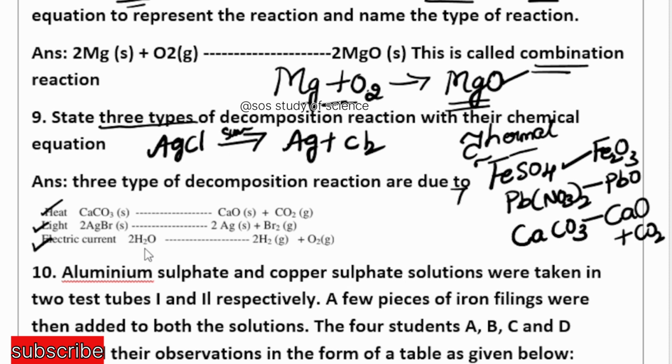See, when we pass electric current, you should write electricity on top of the arrow. When we pass electricity through water, we get hydrogen gas and oxygen gas. Okay, and the volume of hydrogen is more compared to the volume of oxygen, because when I write water, in water 2 atoms of hydrogen are there and 1 atom of oxygen is present. Okay, so yes, let us now go for the next question.